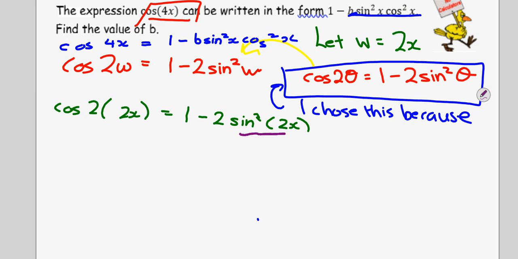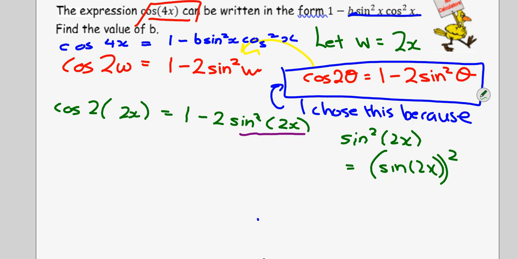Sine squared 2x, so I'm doing green, sine squared 2x, would you agree is the same thing as sine of 2x all squared? Would you agree with that? Yeah, exactly. So sine squared 2x technically means sine of 2x squared. Is there a special formula for sine of 2x that we have in our formula book? Yep. What's that one called? The double angle.